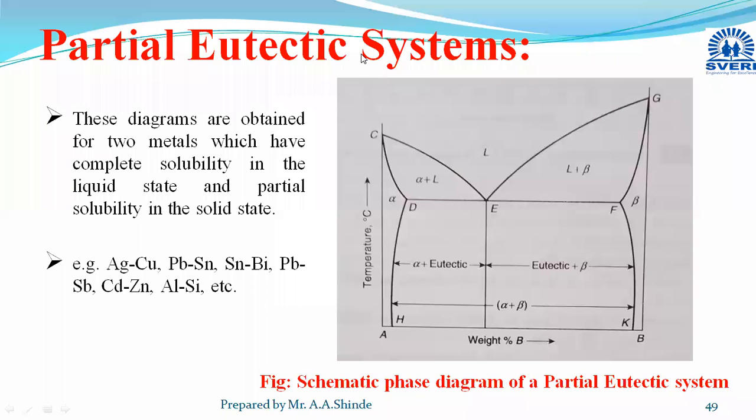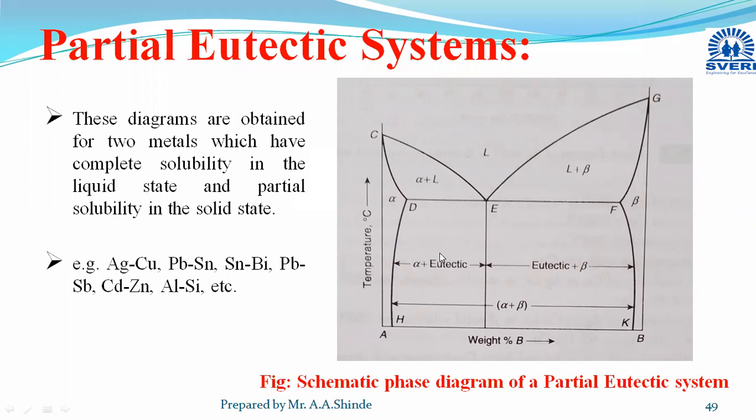Okay, now today I will finish this. First we will start with what the partial eutectic system is. These types of phase diagrams are obtained when two metals are completely soluble in each other in the liquid state. Okay, in the liquid state, two metals are completely soluble, but in the solid state, they are partially soluble in each other.